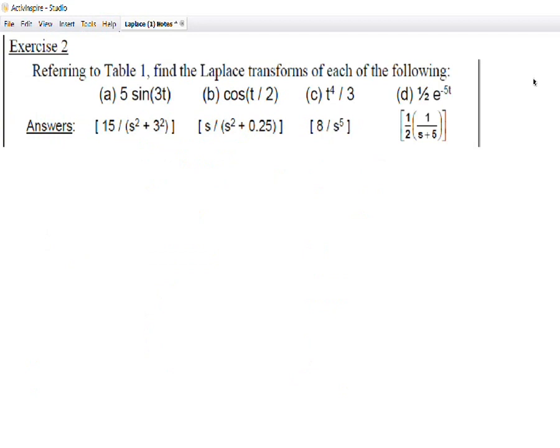Exercise 2, I will leave with you to do. The solutions, the answers are given there on the sheets. There are 4 more functions for you to look at using the Laplace transform table.